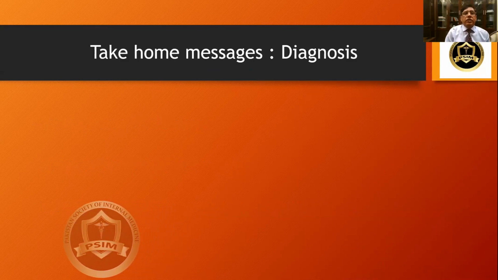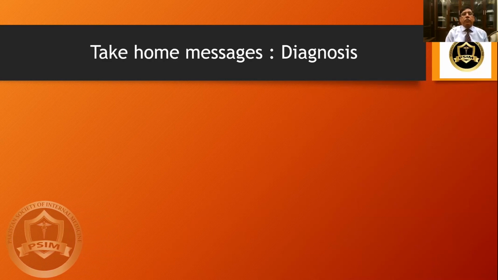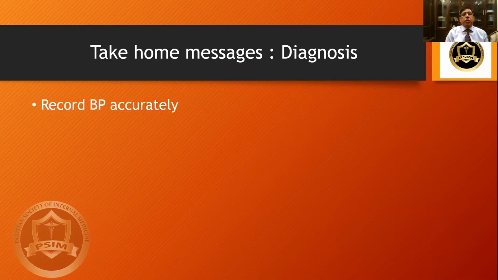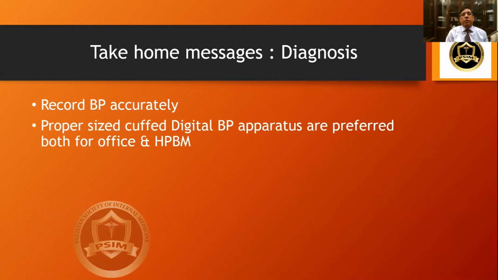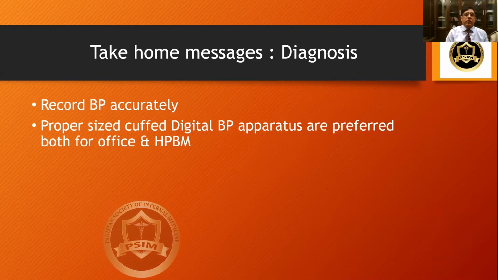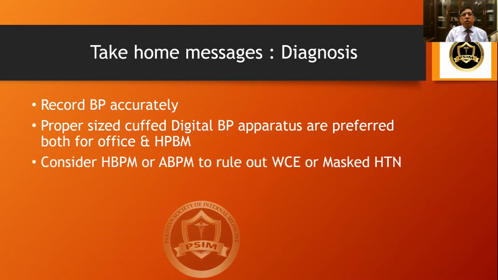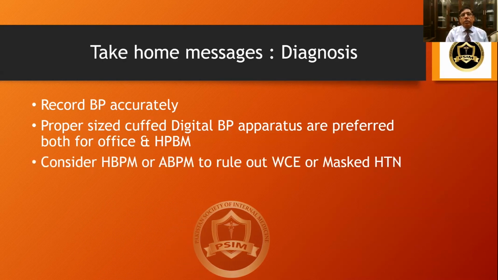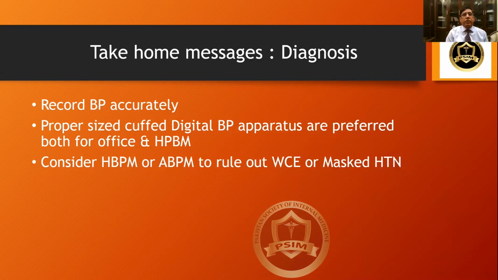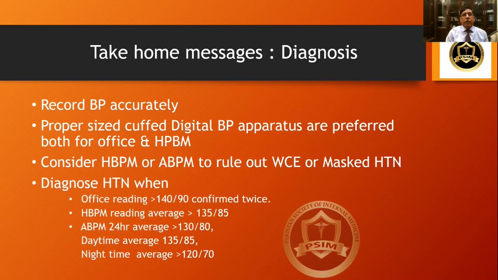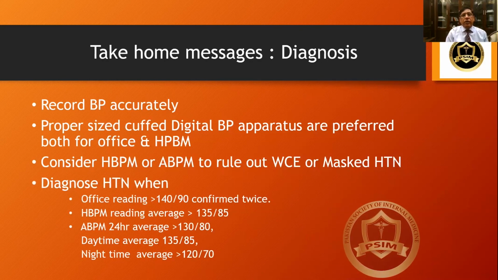Now, the take-home messages from my side would be: from diagnosis, record blood pressure accurately. Proper sized cuff and digital BP apparatus are preferred for both office and home blood pressure monitoring. Consider home blood pressure monitoring or ambulatory blood pressure recording when you want to rule out white coat effect or masked hypertension. Diagnose hypertension when the office reading is more than 140/90 and has been confirmed twice.